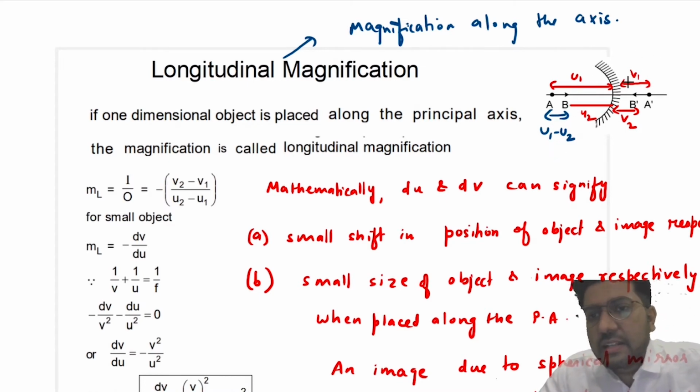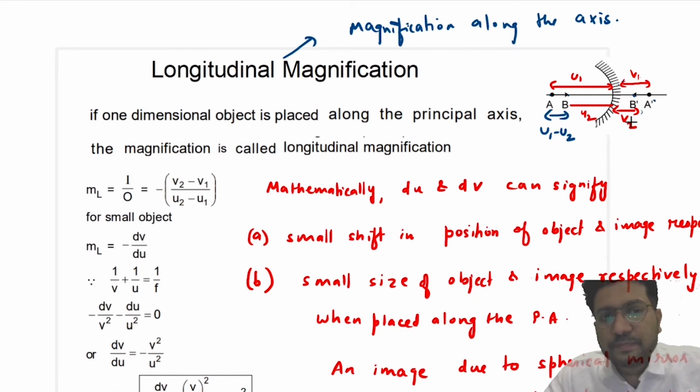Similarly here, this length is V1. See, for A the image is A dash, for B the image is B dash, right? So this length is V1 and this length is V2. So the length of the image is V1 minus V2, right? So the longitudinal magnification is size of image by size of object, and that is equal to U1 minus U2 divided by V1 minus V2.